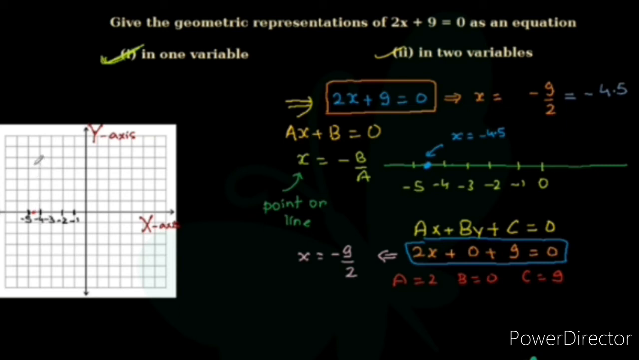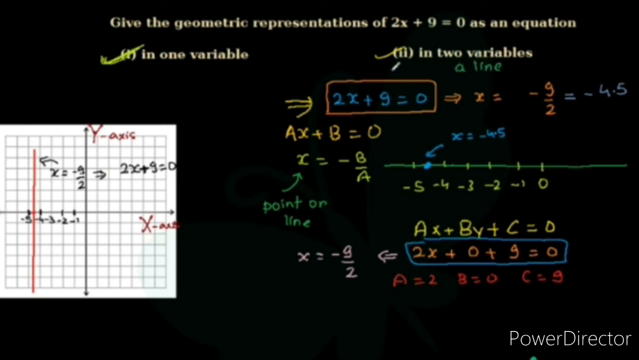So this simply represents a line passing through the point x equal to minus 4.5, right? So this is x equal to minus 9 upon 2. And if you just rearrange it, it's nothing but 2x plus 9 equals 0. So basically 2x plus 9 equals 0 in two variables would look like a line, right? It is actually, yes, a line.